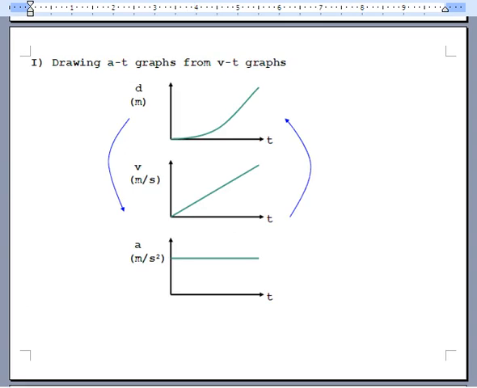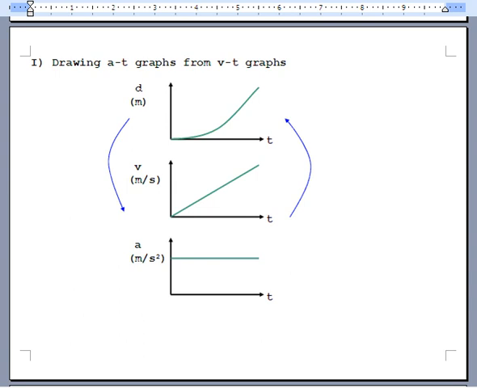So the last thing for this lesson is converting between position time graphs and velocity time graphs. We've done that conversion. Now we're going to throw an acceleration time graph into the mix. Turns out it's pretty darn easy. Again, you've kind of seen this before, even though you haven't really yet.